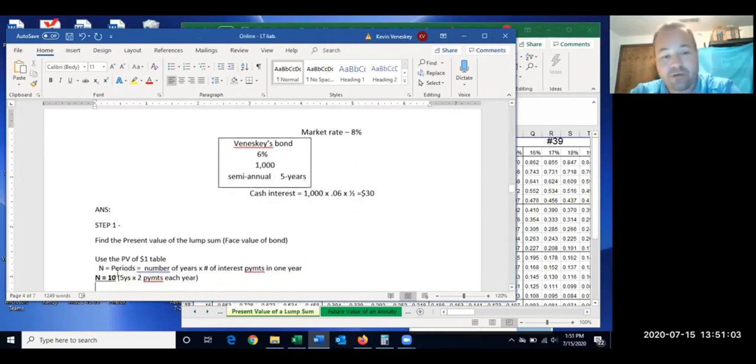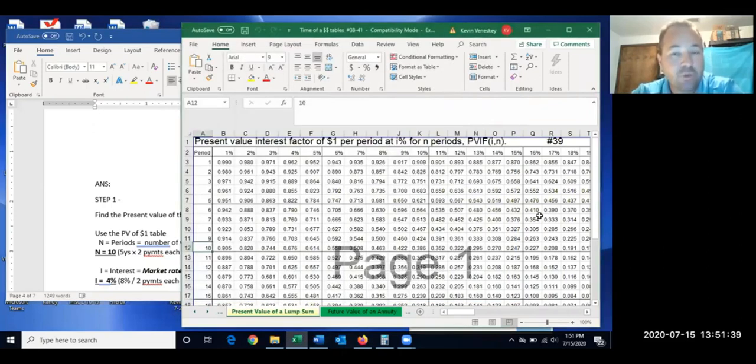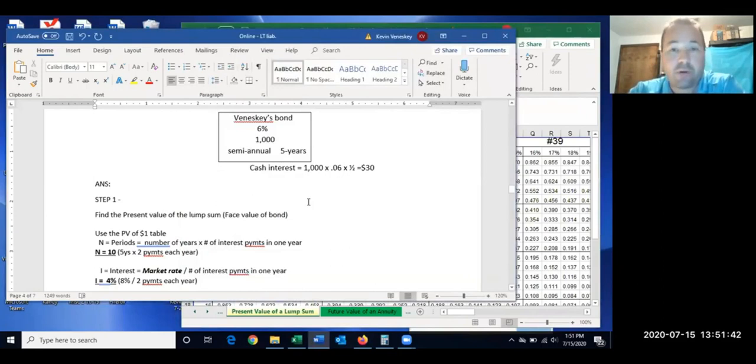Okay. So the first thing we need to do is figure out our N and I. Our number of payments: again, it's 5 years and 2 payments a year, so that's 10. So our number of payments is 10. And then for I, whenever you do I, you always use the market rate. That's the only time we're going to use the market rate. So I is 8% divided by 2 payments in a year. So we're going to use I is 4. Whenever you do the charts, you have to use the market rate. That's the only reason you're given the market rate. We're not going to use the market rate for anything else.